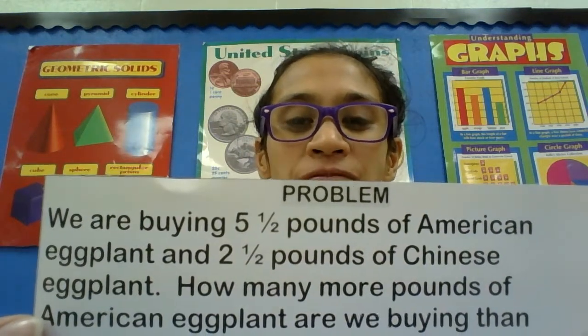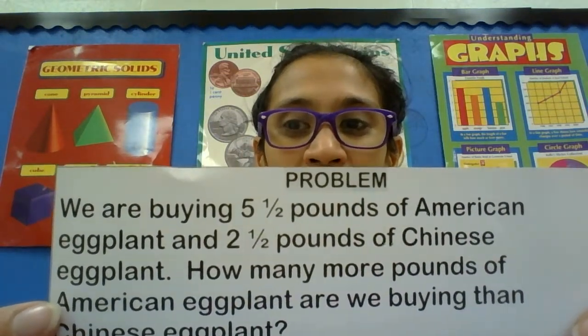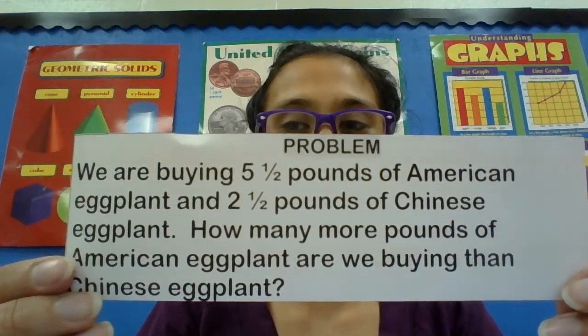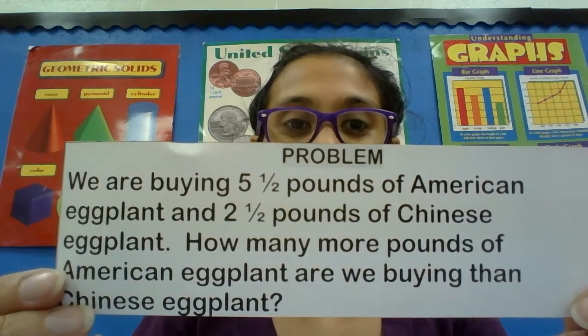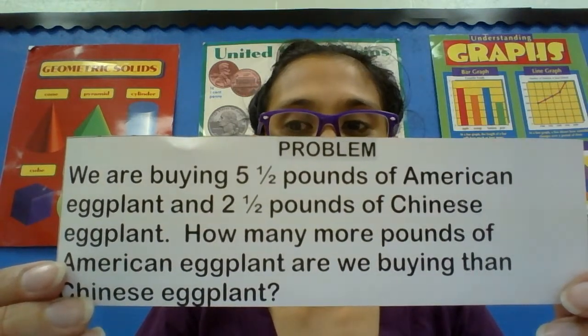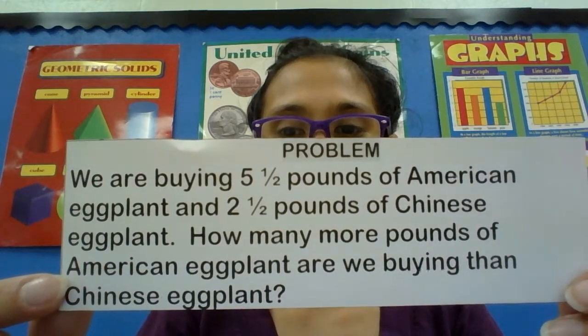All right, good. And question number 5, the last question, bam, you're going to write it right here in the last box, is this right here. We are buying 5.5 pounds of American eggplant and 2.5 pounds of Chinese eggplant. How many more pounds of American eggplant are we buying than Chinese eggplant?